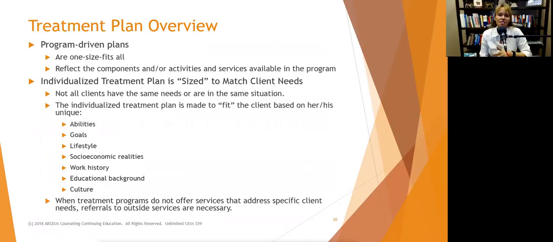Program-driven plans are one size fits all. They reflect the components and/or activities and services available in the program. And the first place I worked, it was a program-driven plan, and I didn't know anything different. Clients would come in, and we had groups, 6 hours a day, every day. And each group slot, we had 2 different groups, so you could choose. But that was as individualized as it got. Clients had 1 individual a week, and they had 6 hours of group a day. And then they went to 12-step meetings 4 times a week. That was it. Everybody did that.